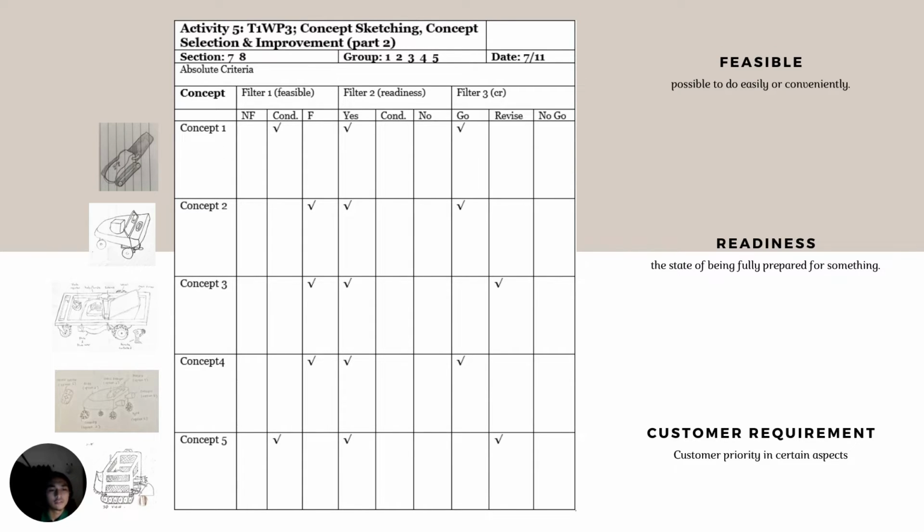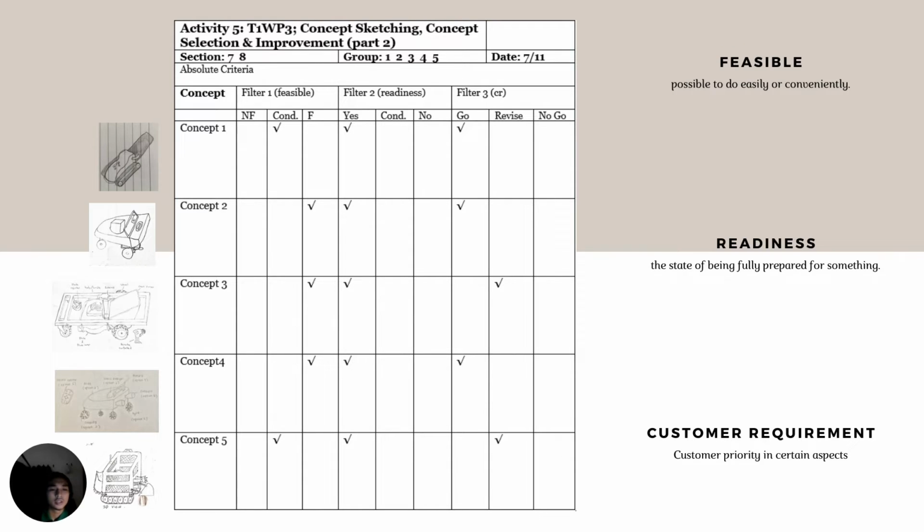Lastly, Concept 5 from Afiq. Concept 5 claims the design is possible to fabricate and feasible, however, it has a condition which is the same as Concept 1, which is the tire issue. For the readiness, Concept 5 passes with easy access to all of the items required.